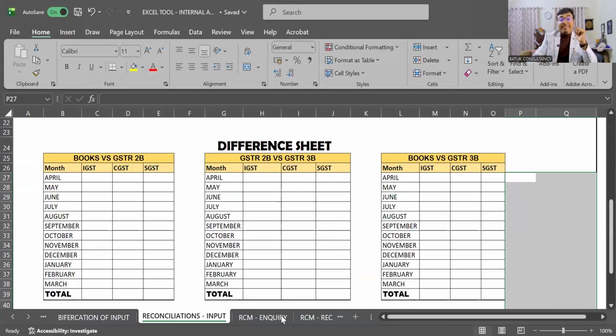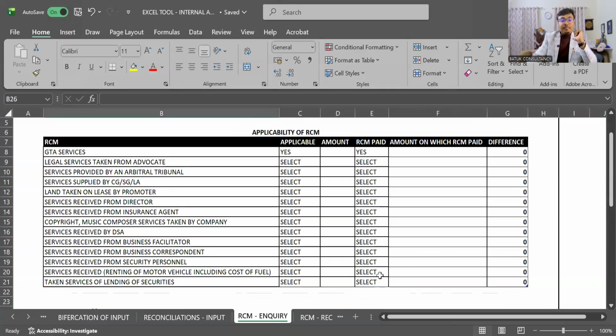We need not give extra time for the reconciliation, as RCM is applicable on certain expenditures. Okay, section 9 subsection 3, section 9 subsection 4. So what we have done, we have prepared an exclusive list on which RCM is applicable. You just need to check whether GTA service related expenditure is there in the profit and loss account. If yes, then RCM is applicable. What amount you have booked in your financial statement for GTA expenditure, and the amount on which you have paid RCM. So the difference will be there, so that you can easily identify.